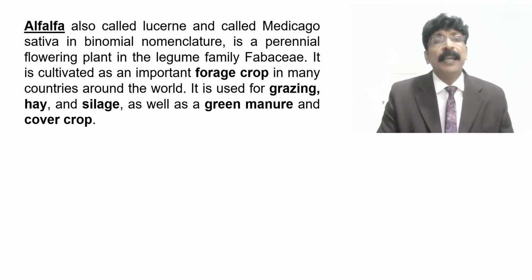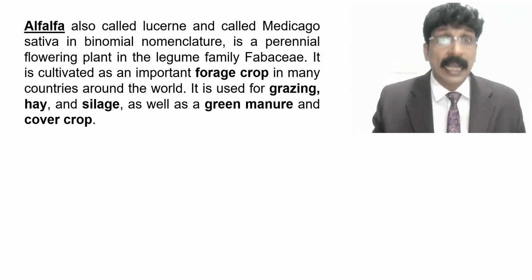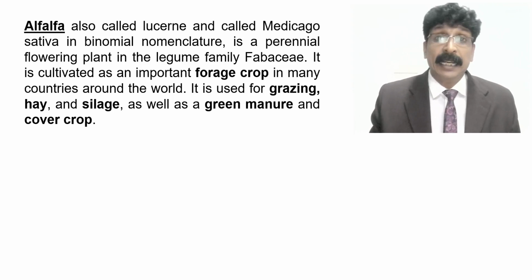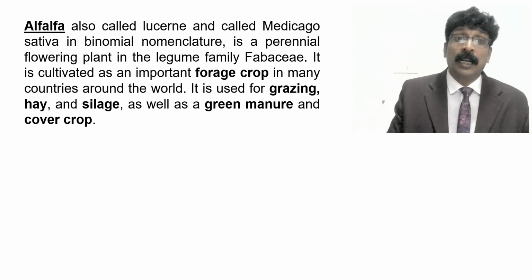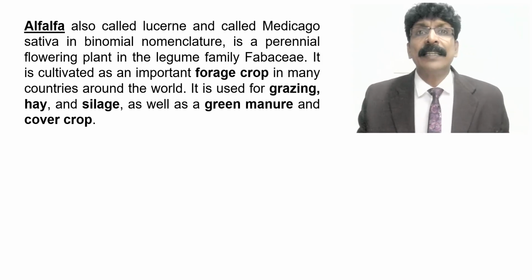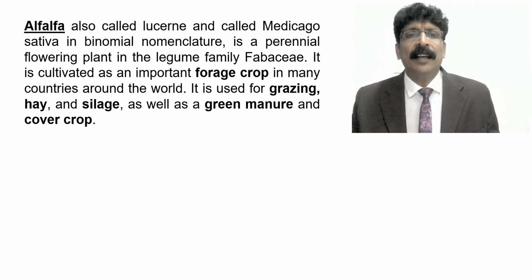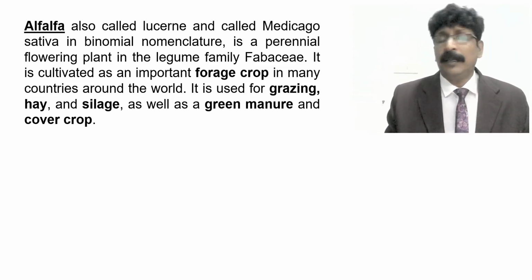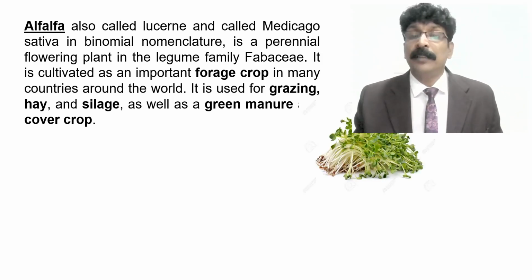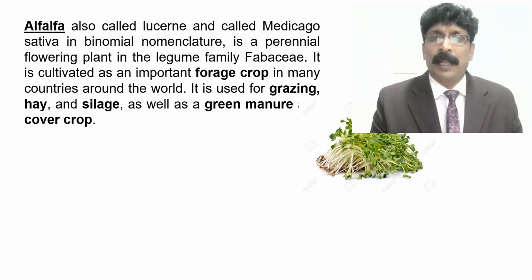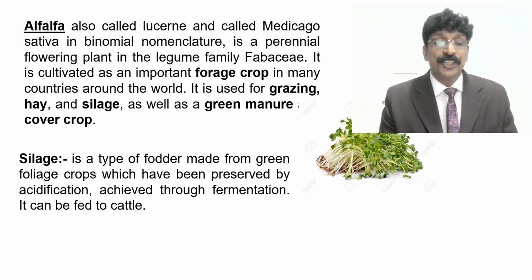It is cultivated as an important forage crop in many countries. It can be used as a buffer zone also, but it is cultivated as an important forage crop in many countries around the world. It is used for grazing, hay, and silage, as well as a green manure and a cover crop, which is grown in the buffer zone. You can see this is the plant, like a small grass, but it has a nutrition value.